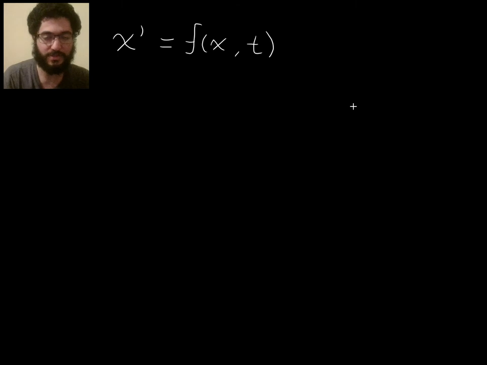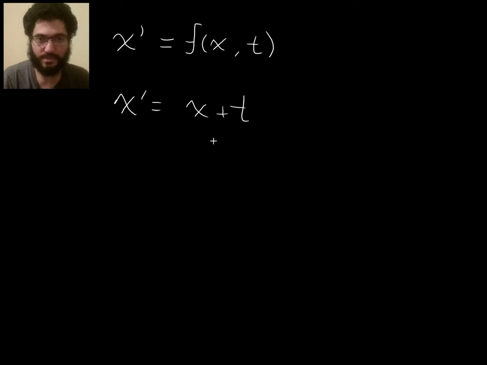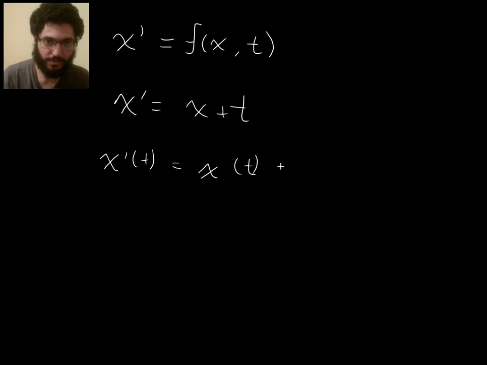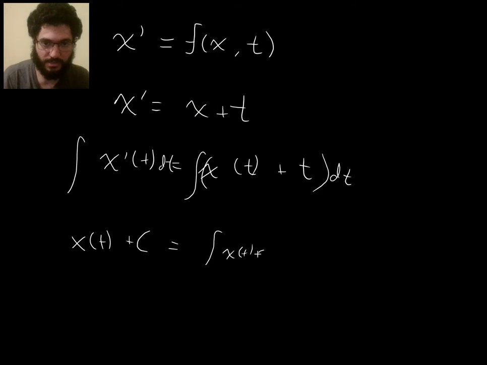X prime equals a bunch of stuff involving x and t. So for example, x prime equals x plus t. There's no way I can just use integration to solve this. Let me write this more clearly. You could say, well, why not just integrate both sides with respect to t? Well, you could, and then on the left side you'd get x of t, maybe plus c, equals the integral of x of t dt plus 1/2 t squared, maybe plus c. But this doesn't help you. This does not get you anywhere.